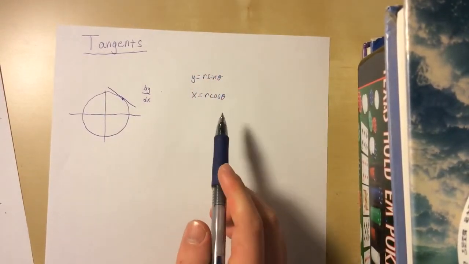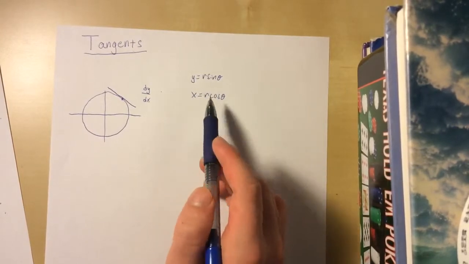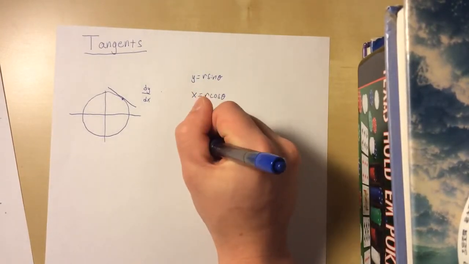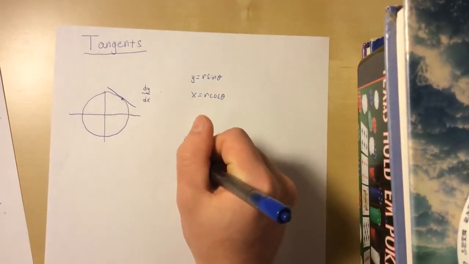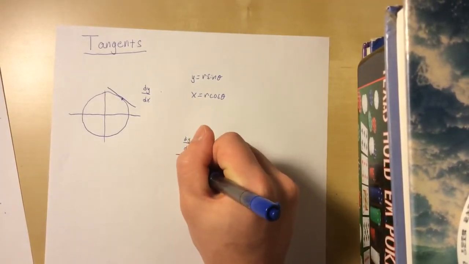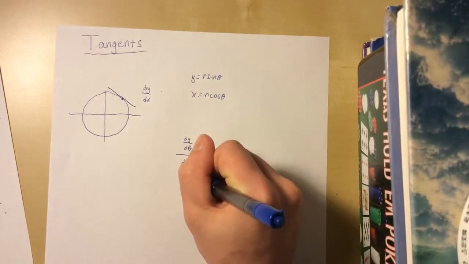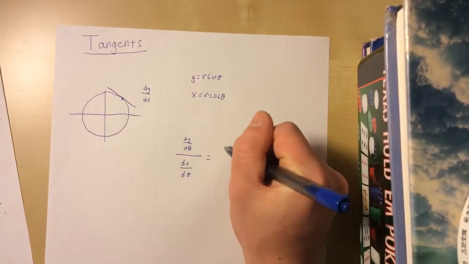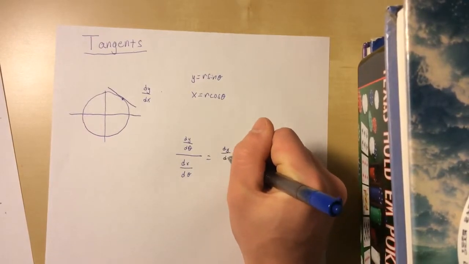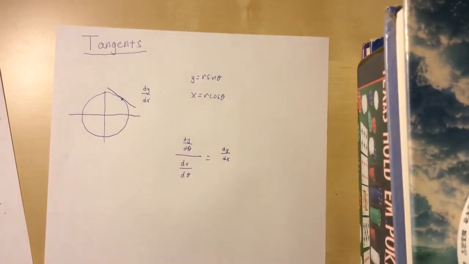And how we can use this is that through these equations, we can find dy d theta and we can find dx d theta. And look at what happens when we divide those, dy d theta and dx d theta. We get the dy dx that we need to find the tangent.